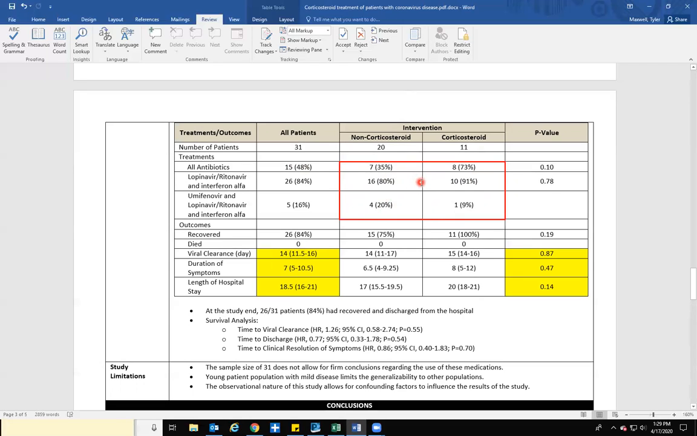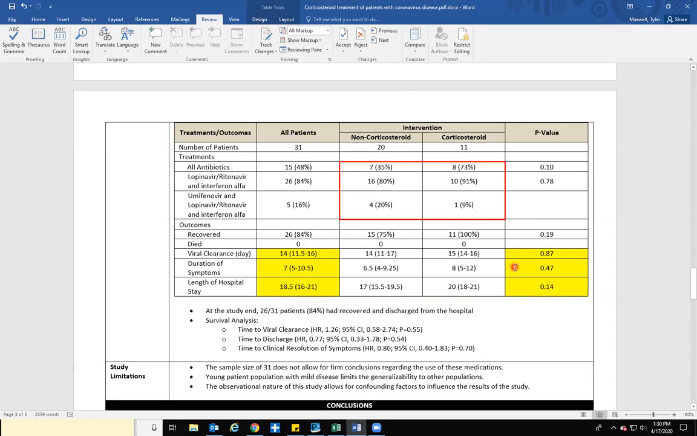Again, looking at lopinavir, ritonavir, and interferon, more patients in the corticosteroid group did receive those therapies. And then we did see more patients in the non-corticosteroid group receive a combination of umifenovir, lopinavir, ritonavir, and interferon alpha. When looking at the outcomes, we didn't see anybody pass away in this study, and there wasn't a statistical difference in the percentage of people that recovered from the virus either.